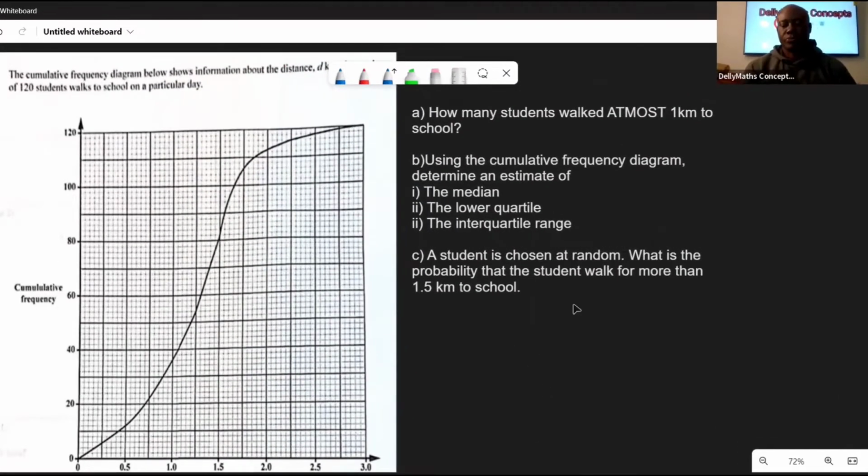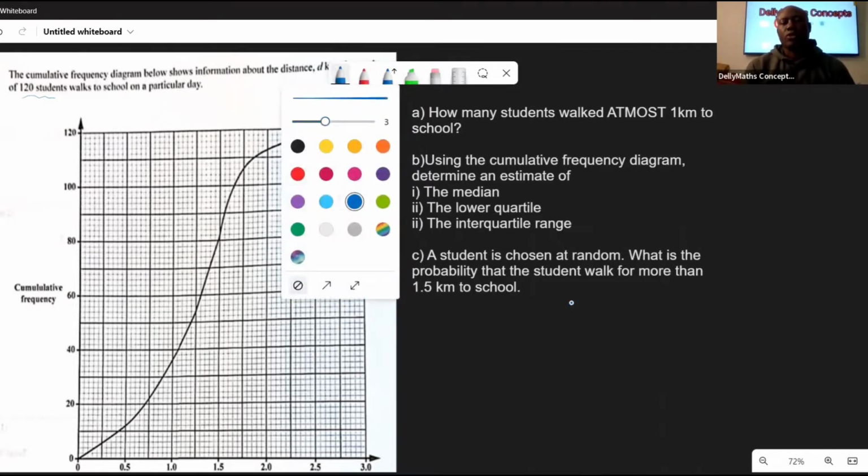All right, so here's the question that we're looking at. The question says, the cumulative frequency diagram below shows information about the distance d in kilometers that each of 120 students walked to school each day. So that's what we're dealing with.